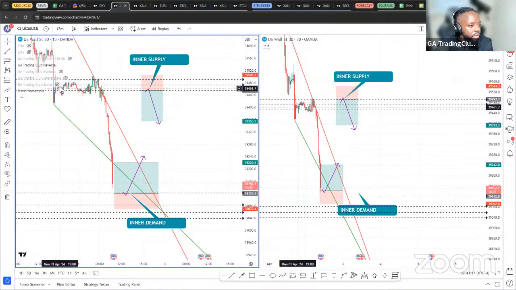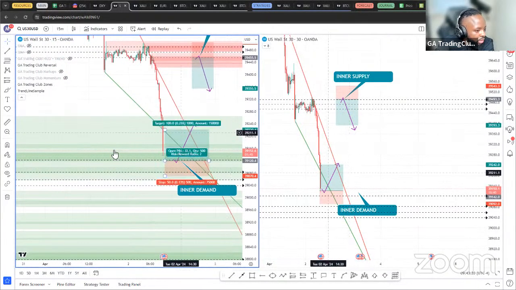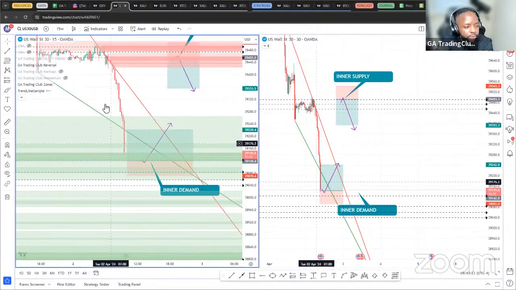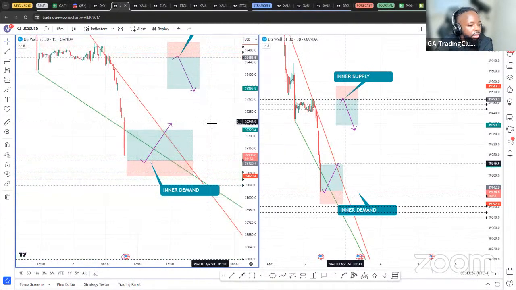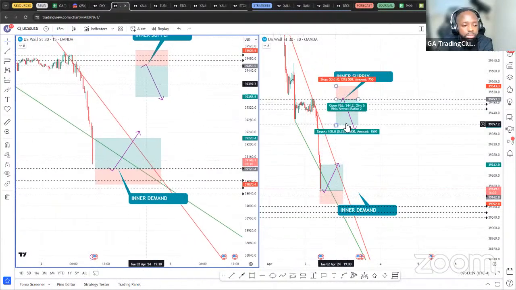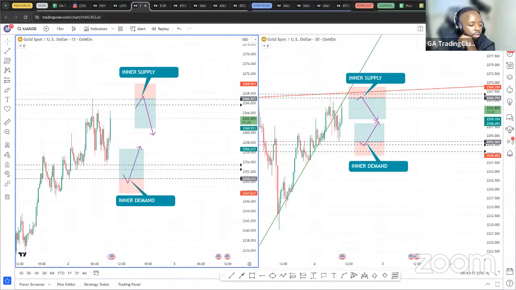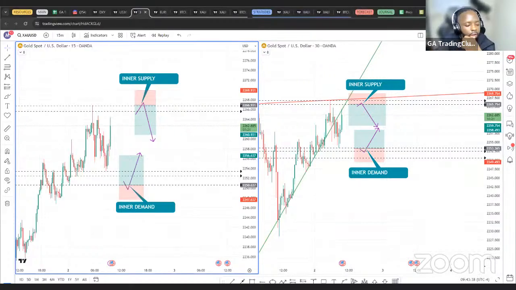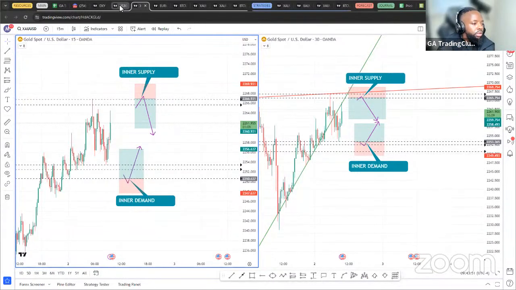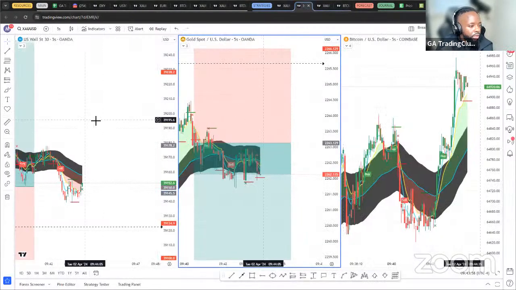And this one for US 30, I think this was one of the last zones down here, one of the last strong zones. Yeah, so this is a good one. All right. I might get this US 30. Yeah, gold, I'm not too sure we're gonna tap or we're gonna go back up for this one.